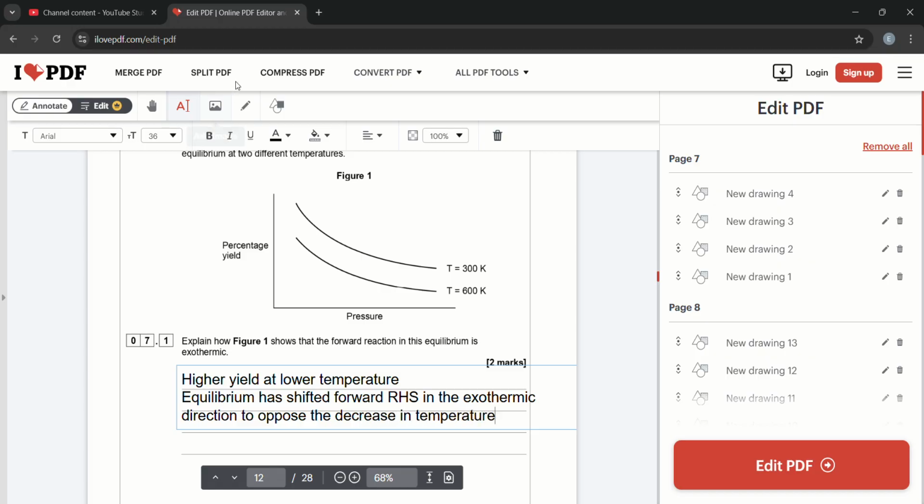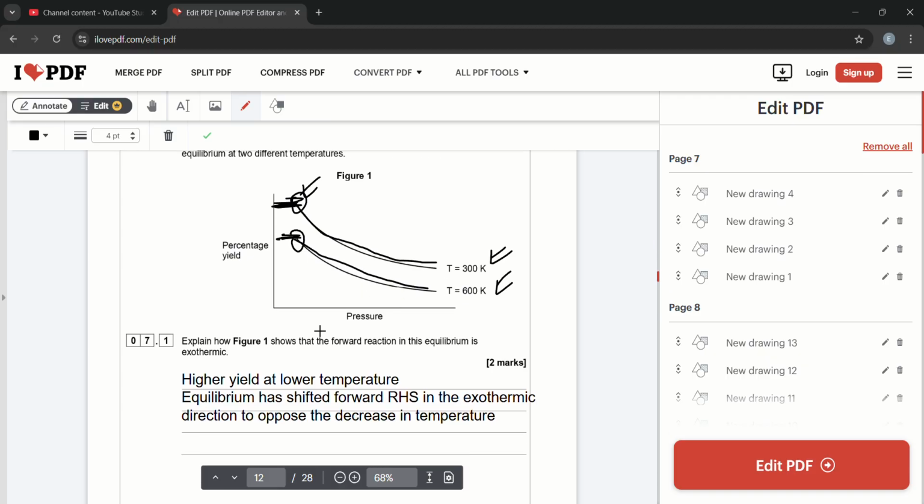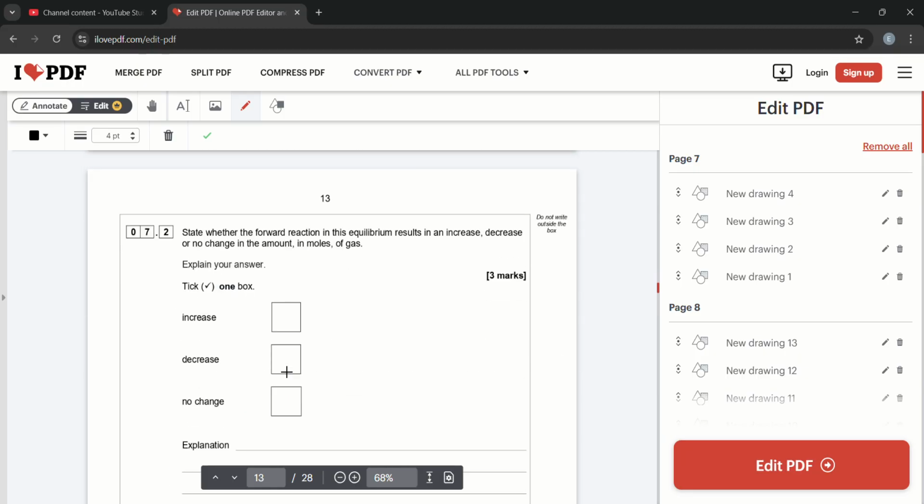And how do I know there's a high yield at lower temperature? Because look at this, 600 Kelvin, 300 Kelvin. This is the percentage yield at 300 Kelvin, and this is at 600 Kelvin. You can see that the percentage yield at 300 Kelvin is always greater than 600 Kelvin. So a higher yield at lower temperature. Equilibrium is shifted forward, right hand side, exothermic direction, to oppose the decrease in temperature.